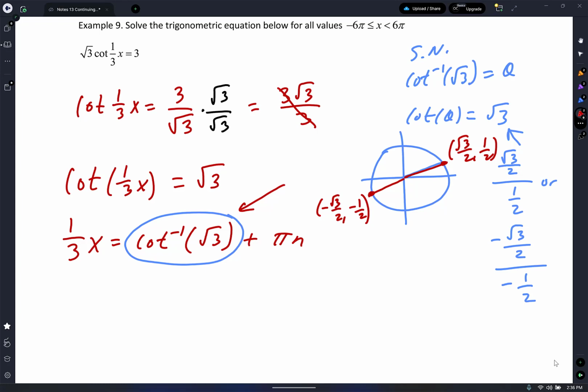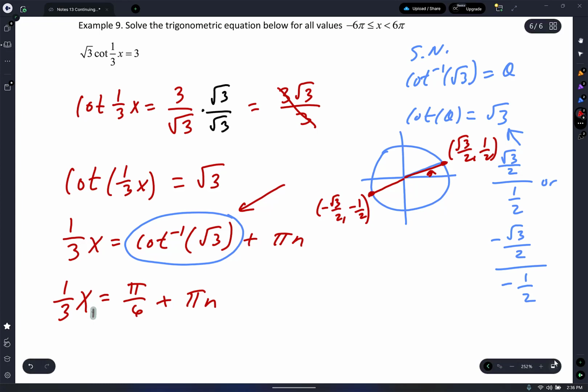Square root of 3 over 2 divided by half. So I need the x to be square root of 3 over 2. I need the y to be half. What reference angle is that? Not pi over 4, but pi over 6. Pi over 6 plus pi will give me the 7 pi over 6, so I don't need the second equation. So I'm going to erase the subscript 1.